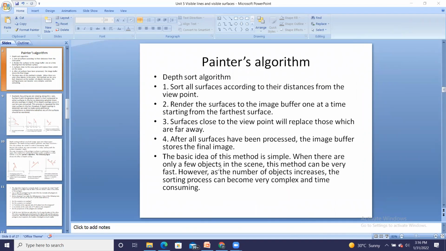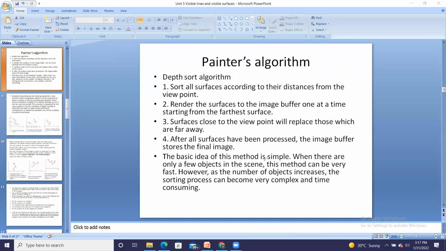So let us read these steps first again. So it sorts all the surfaces according to the distance from the viewpoint. Render the surfaces to the image buffer one at a time, and starting from the farthest surface. So लांबचा surface आधी process करायला चालू होतो. Render म्हणजे process. Surfaces close to the viewpoint will replace those which are far away. So we are going to replace the farther by the closer surfaces. After all surfaces have been processed, the image buffer stores the final image. So once this surface processing is done, the image buffer will contain the final image.